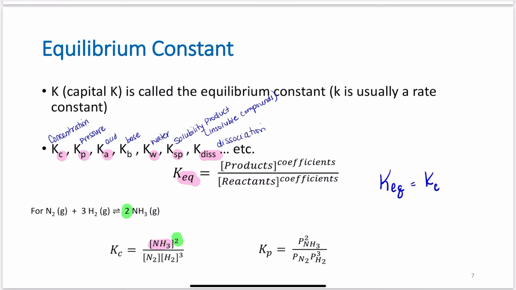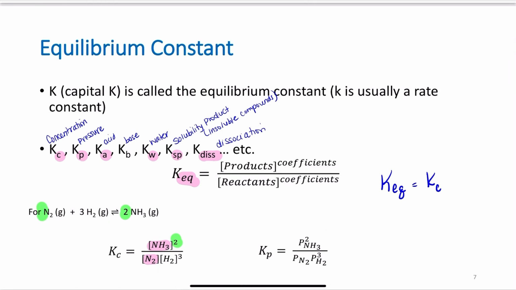I'm going to divide that by my reactants. I've got N2, and I don't have any coefficient on N2, so I'm not going to put any exponent up here. And I also have H2, and the H2 has a coefficient of 3, so I'm going to raise that to the power of 3. That is my Kc expression.